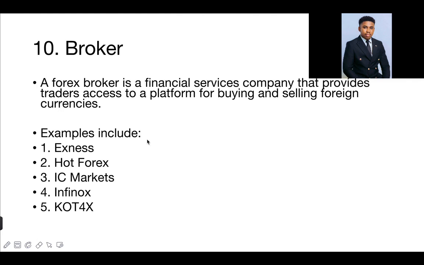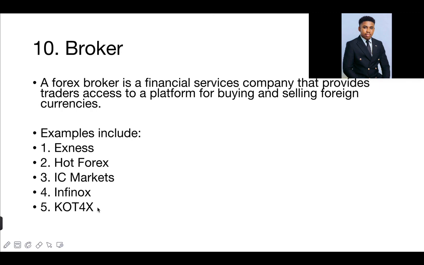Examples of brokers you find, especially in Nigeria, include Xness, Hot Forex, IC Markets, Infinox, and KOT Forex. Now there are two types of brokers. You have regulated brokers and non-regulated brokers. Basically, the regulated brokers are safer because they are regulated, and they feed your trades directly into the liquidity pool. But the non-regulated brokers feed your trades into their own liquidity. So if you're making money, they pay you from their pockets. If you're losing money, you pay them. Basically, your money goes to them. Unlike the regulated brokers, where whether you're making money or losing money, all that goes into the liquidity pool.